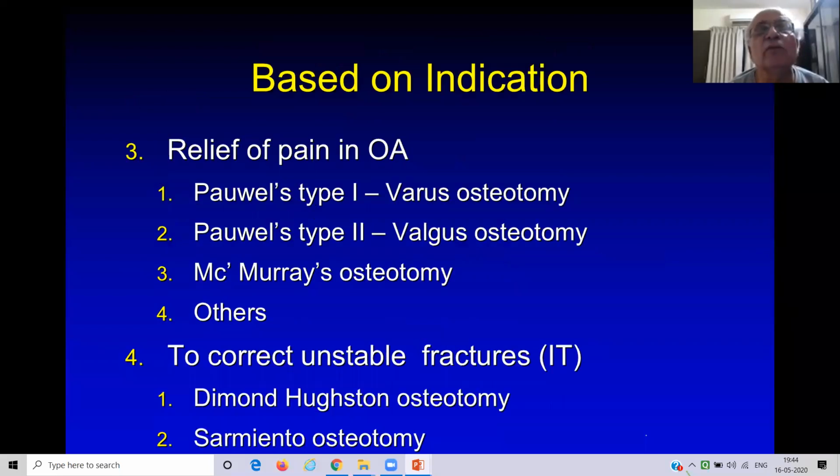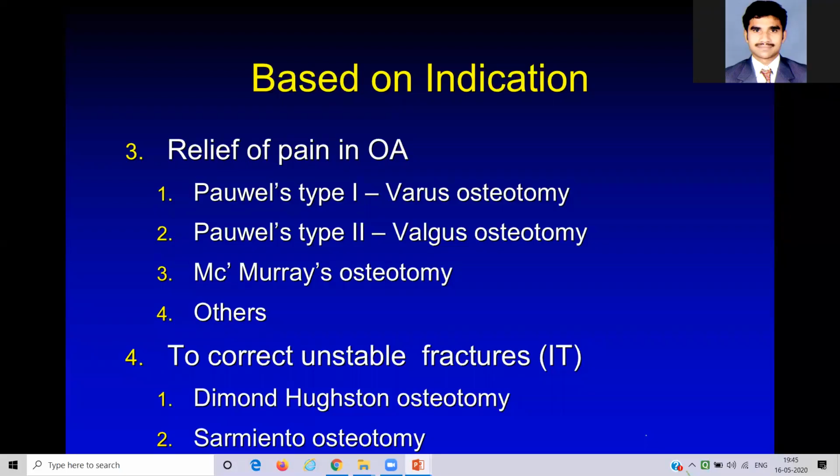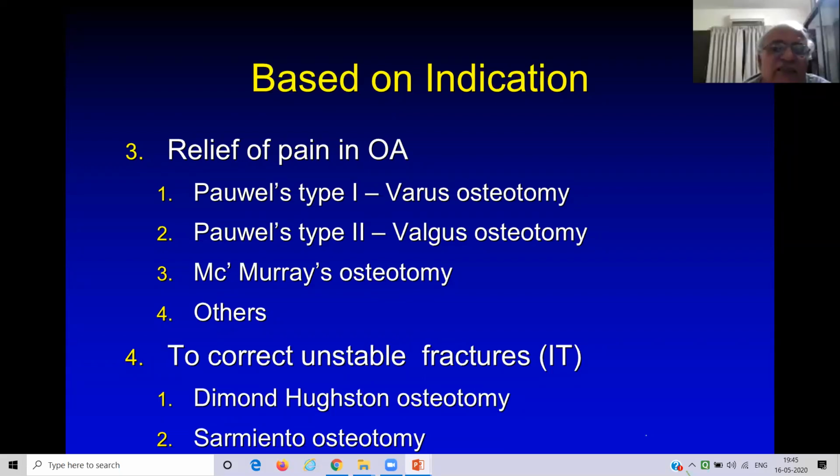Third is relief of osteoarthritis. So Pauwels 1, Pauwels 2, they're varus and valgus. McMurray also in the olden time was done for osteoarthritic patients because of the principles we will discuss. So these are some of the osteotomies to relieve pain. Fourth is to correct unstable fracture. That is like Dimon-Hughston and Sarmiento, which we don't do today. So that is out of the question now. Today we do not do this. The complication rates are very, very high.